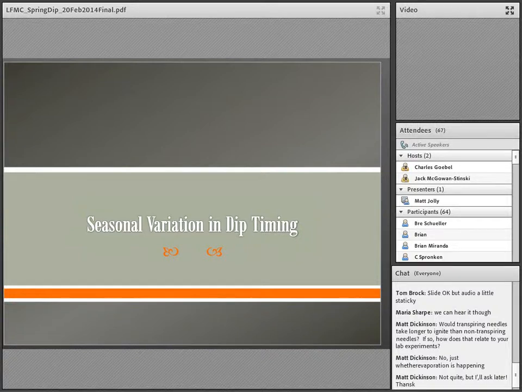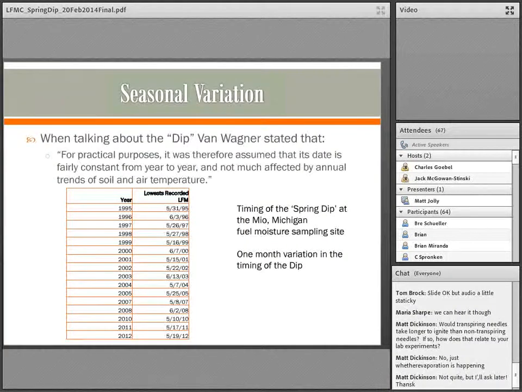So one of the things that Wagner said, when he was talking about the dip, is that for practical purposes it was therefore assumed that its date is fairly constant from year to year and not much affected by annual trends of soil and air temperature. Well, I pulled the foliar moisture content measurements that they've been doing for quite some time at the MEO site in Michigan, and basically what we see is that at a minimum, the timing of the lowest recorded moisture content varies by as much as a month at the same place.